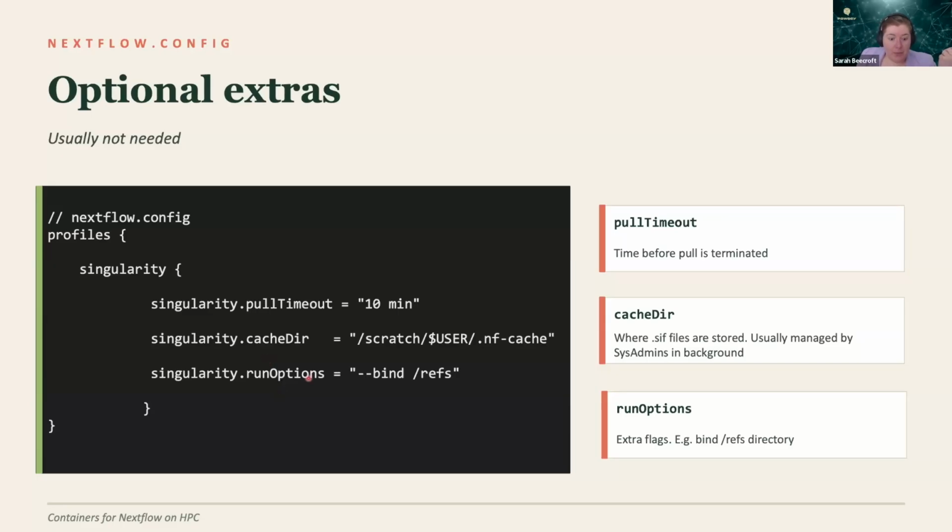You can also put in some run options. So for example, if I know ahead of time I need all of my containers to bind my references directory, for example, that's not in the auto-mounted list, you can also do that. So you can put all sorts of different run options and that type of thing in here.